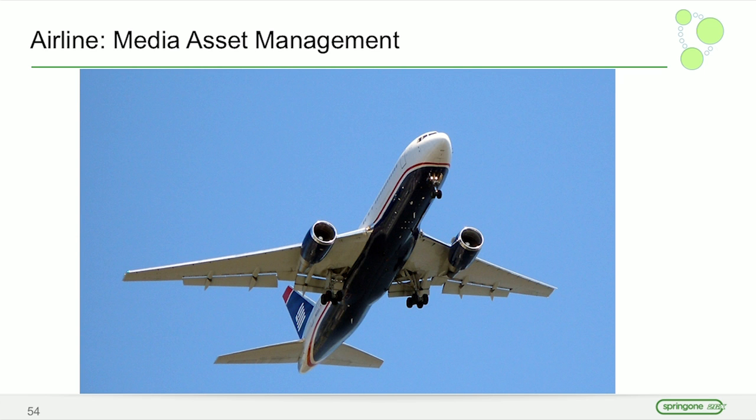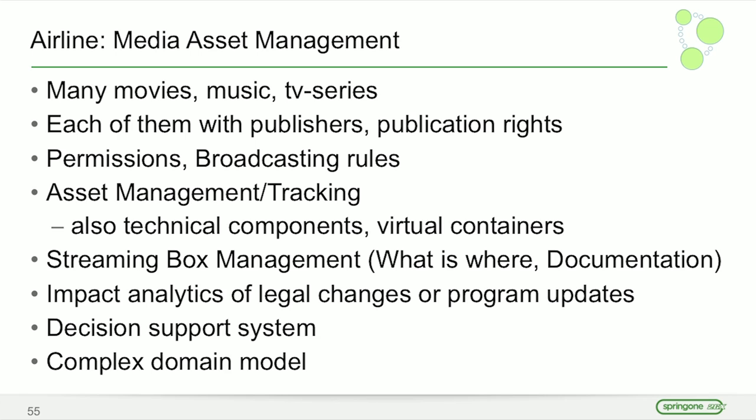The interesting challenge for them is first to find what is where, because they only have a number of licenses for each movie, for instance. They don't get a free-to-use license, but they get a license to use this movie 500 times or 1,000 times or something like that. So they have to manage their licenses.